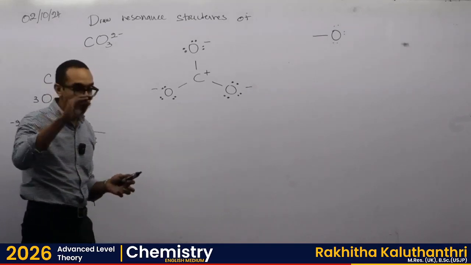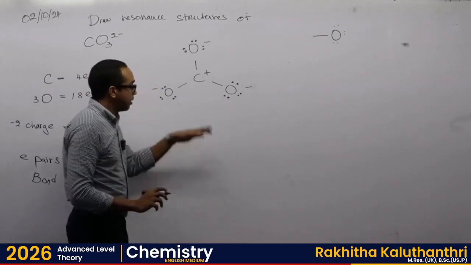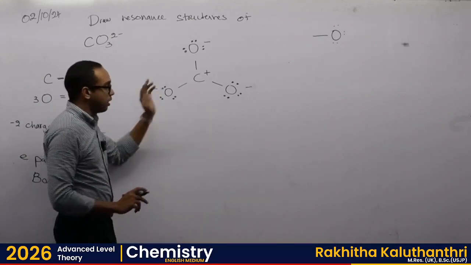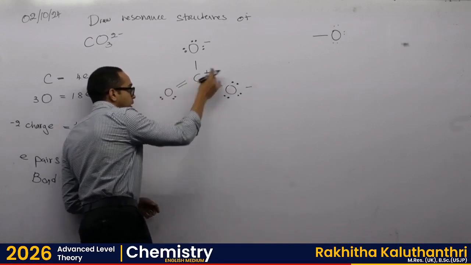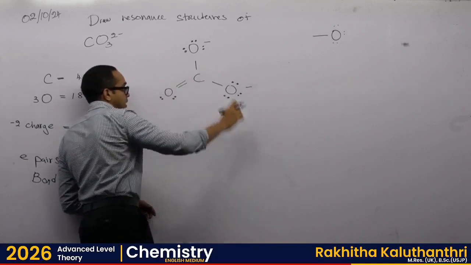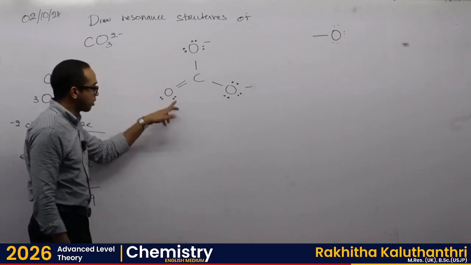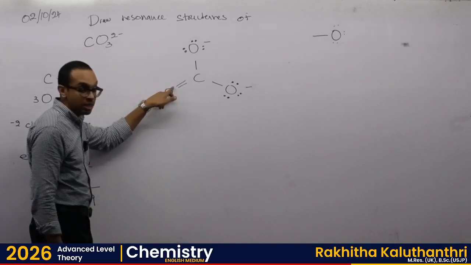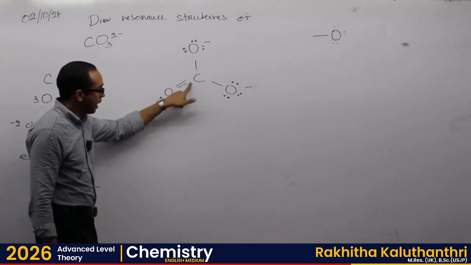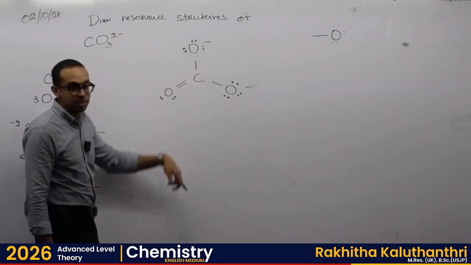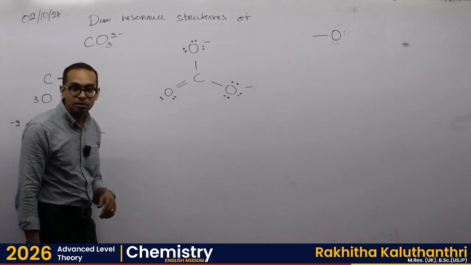We are not even close to resonance structures yet. We are drawing Lewis structures. So we will convert one lone pair into a bond pair. When you do that, this is the situation. This oxygen has 1, 2, 3, 4, 5, 6 electrons as valence electrons, so it is neutral. This carbon has 1, 2, 3, 4 valence electrons. It is also neutral. Right?